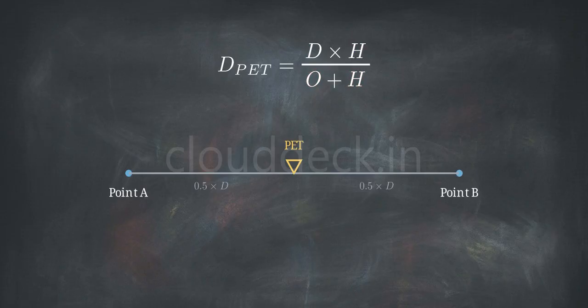Introducing wind shifts this balance. If you are flying into an outbound headwind, your return trip will have a tailwind and be much faster. Because you can cover ground more quickly on the way back, the PET moves closer to your destination.